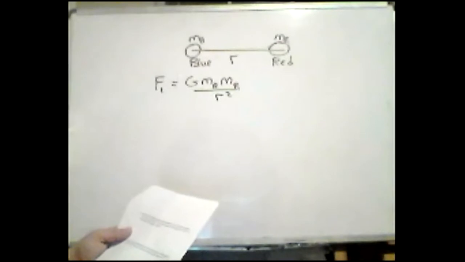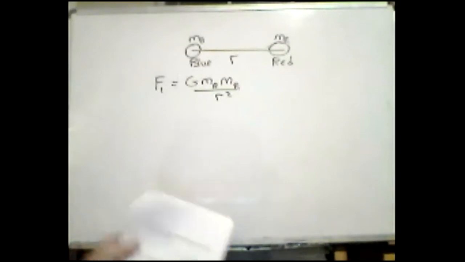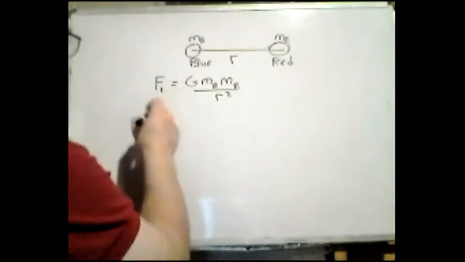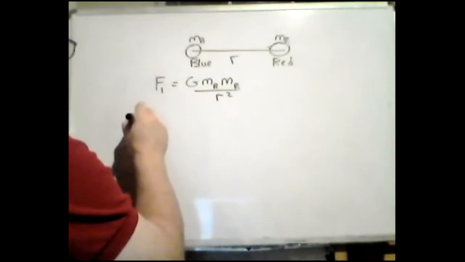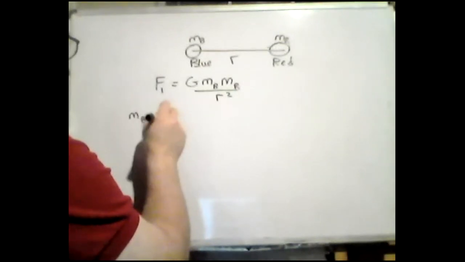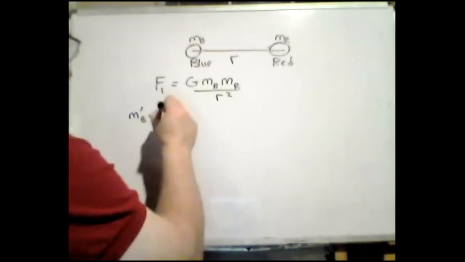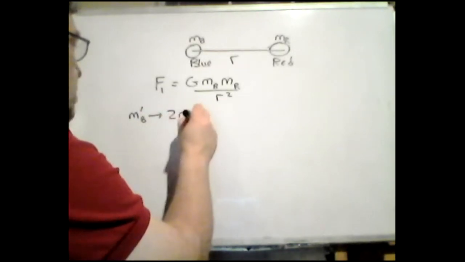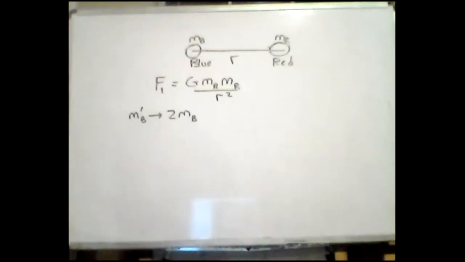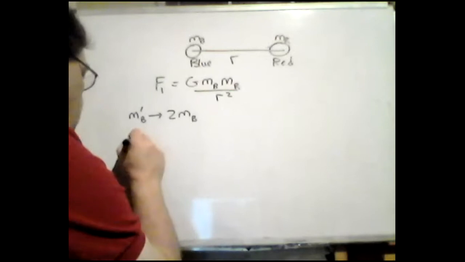What happens to the force if you double the mass of the blue object? Well, let's just say now that M sub B becomes M sub B prime, and it's basically twice what it was before. I'm doubling the mass of the blue object. And so what am I going to do? Well, I'm going to have a new force, F2.